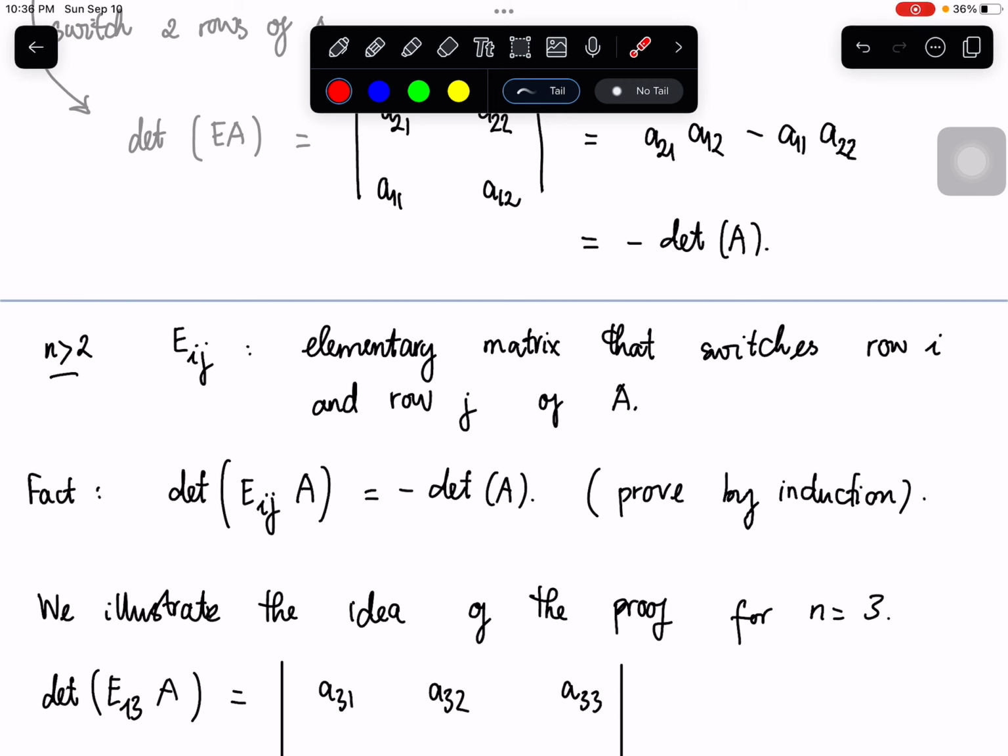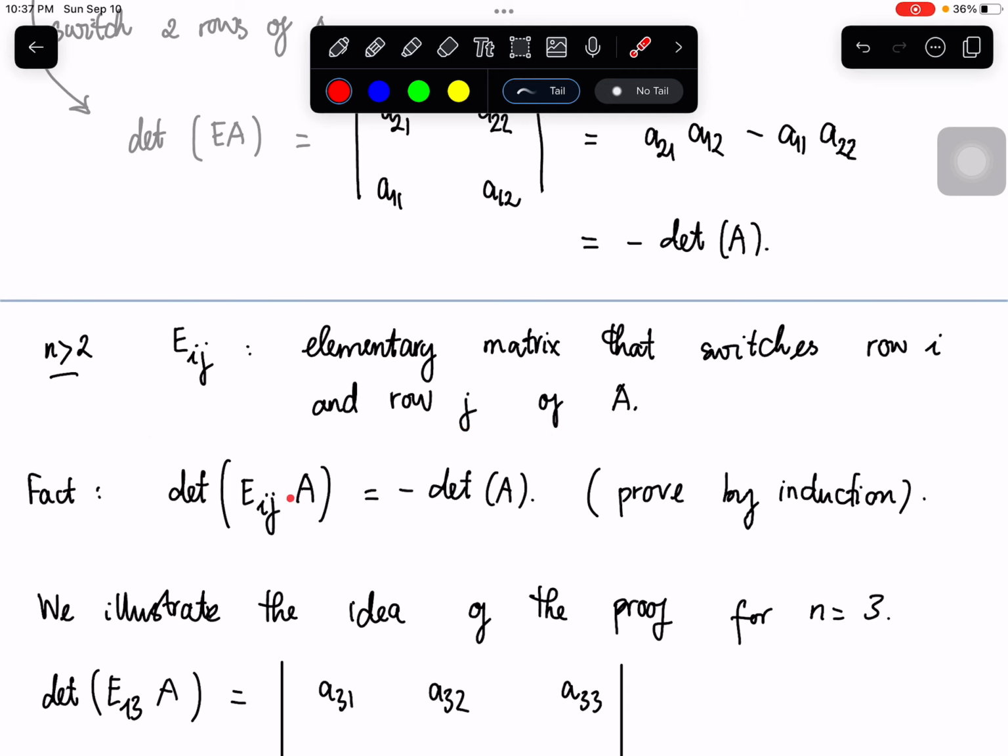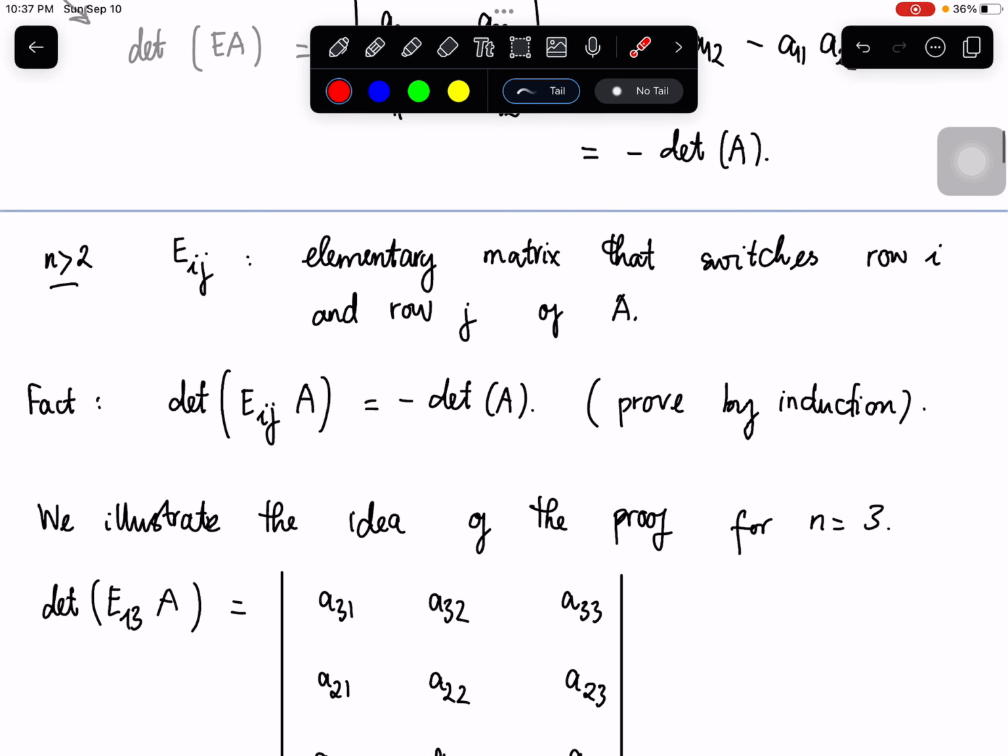Let us now denote by Eij the elementary matrix corresponding to the row operation of type 1, thus we switch row i and row j of the matrix A. And here's what we will prove: the determinant of Eij times A equals minus the determinant of A. This matrix is, in fact, just the resulting matrix after we switch two rows, row i and row j, of matrix A.